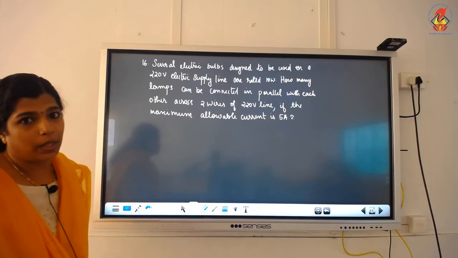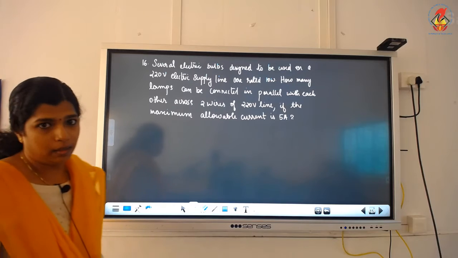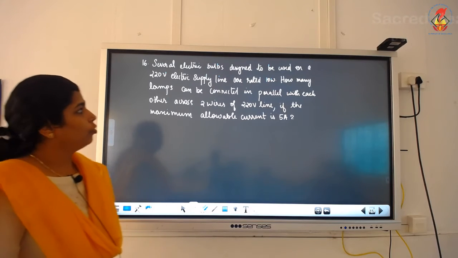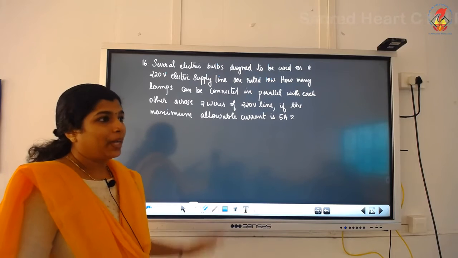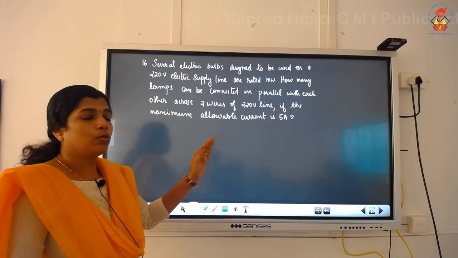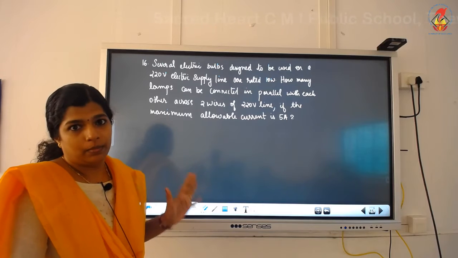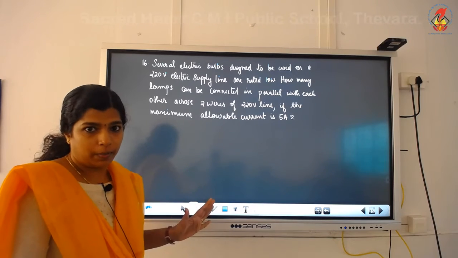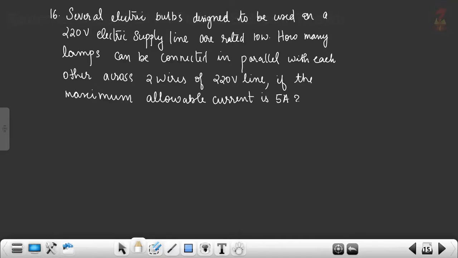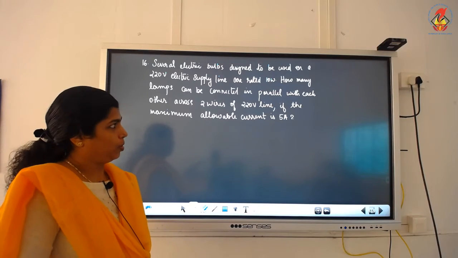So many electric bulbs or electric lamps are connected in parallel to a 220 volt supply line. Maximum current passing through that circuit is 5 ampere and the potential difference is 220 volt. Power of one bulb is 10 watt. So, how many bulbs can be connected in parallel to that circuit? What's the total number of bulbs connected in that circuit?